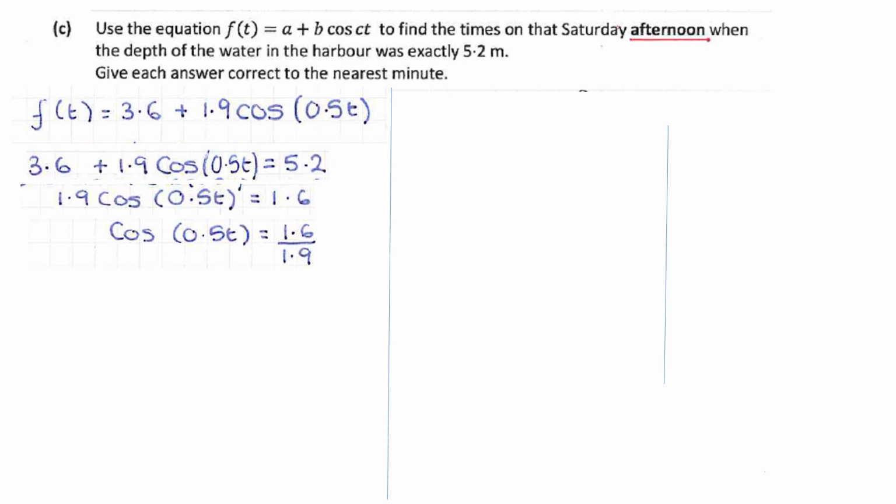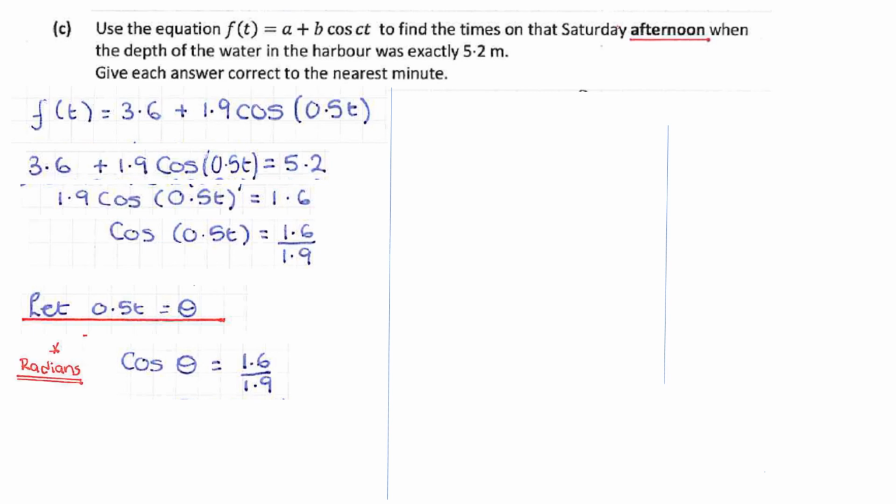So when we work that out, well, before I work that out, I'm actually going to let 0.5t equal theta. So I'm going to solve this like we would usually solve an equation. This is your step-by-step like you would usually do it. The reason we substitute in a theta rather than 0.5t is to avoid getting our t too early. So that's going to give me cos of theta is 1.6 over 1.9.